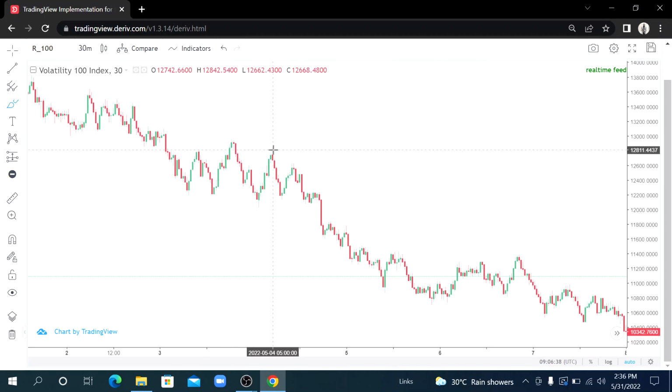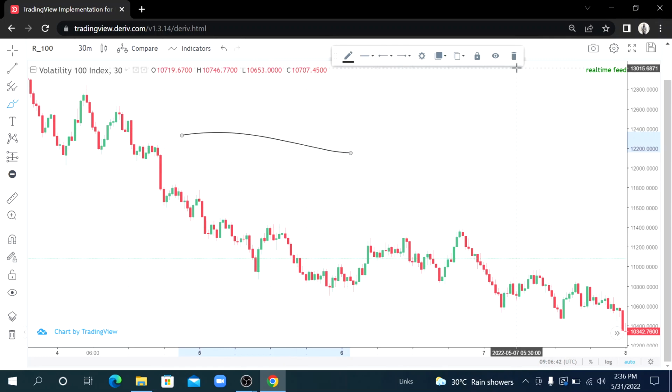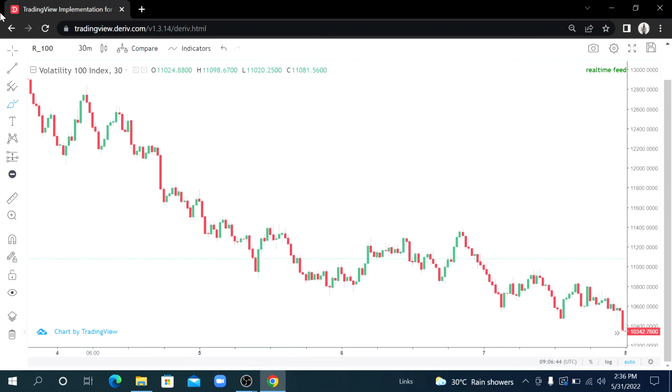But see what happened. Price was unable to get here, and it gave me this clear shooting star candle. It gave me a clear shooting star candle. You don't have to wait.